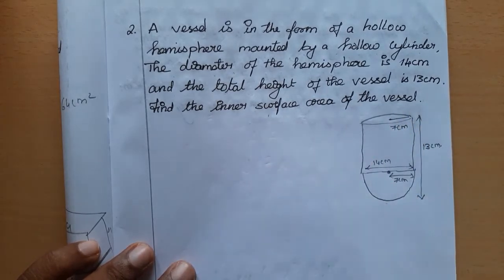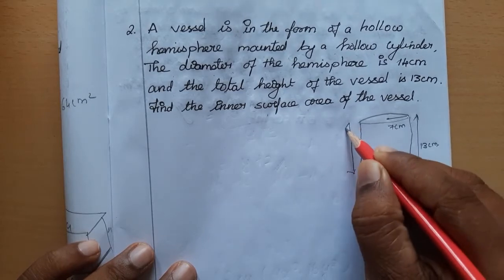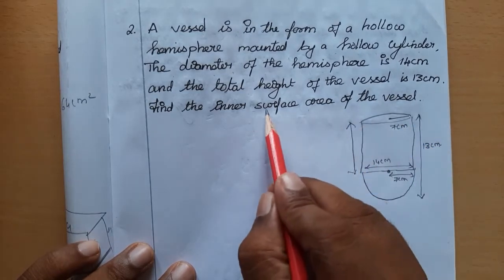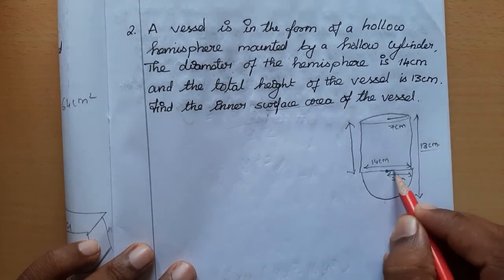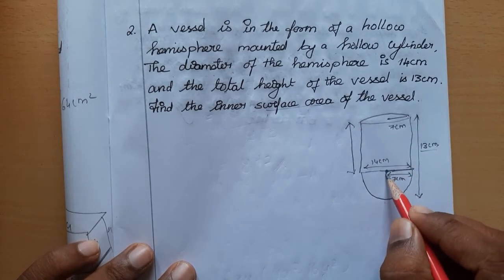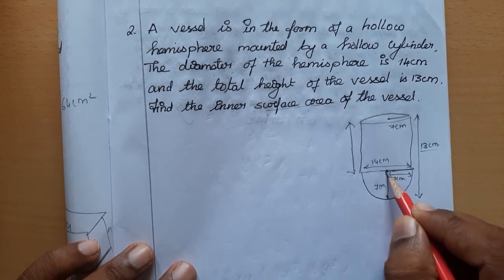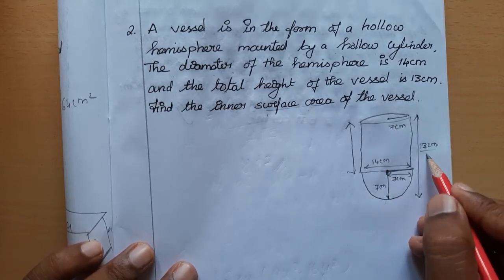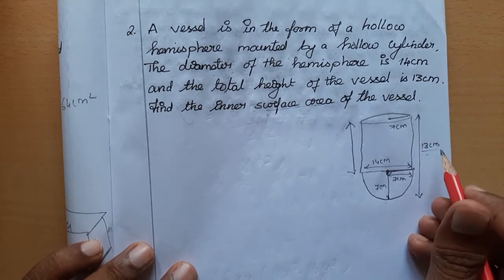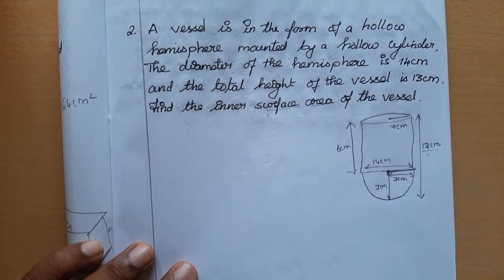Find the inner surface area of the vessel. So we need to find the height of the cylinder, which we will use to find the surface area, right? It is given that the total height is 13 centimeter and this radius is 7 centimeter. Since it is a hemisphere, the height and the radius are the same. So 13 minus 7 is 6. So it will be 6 centimeter, right?